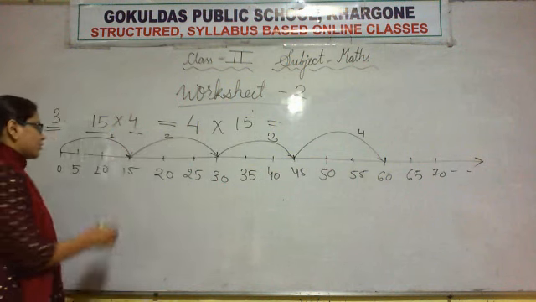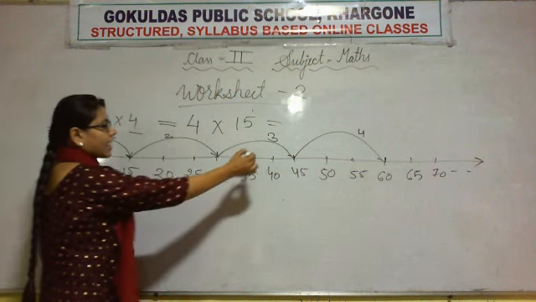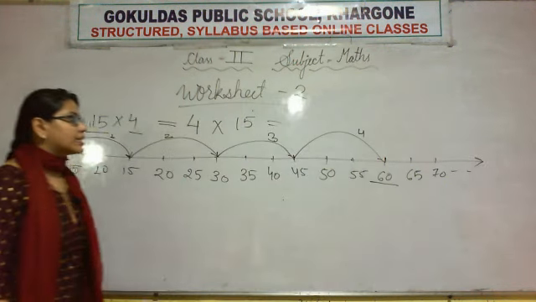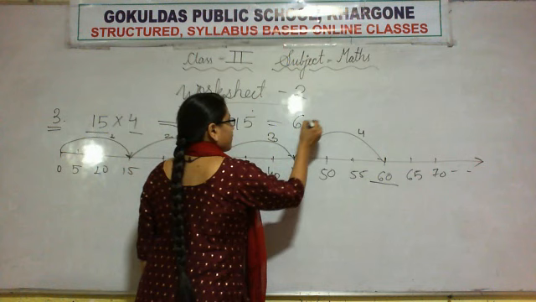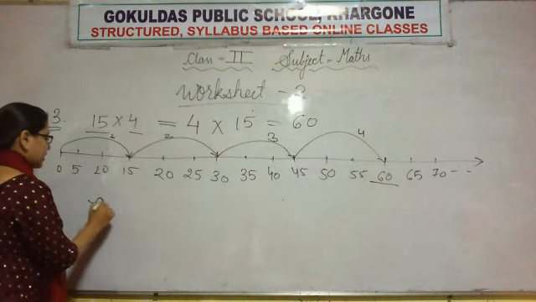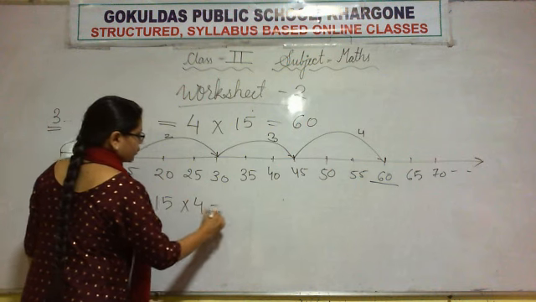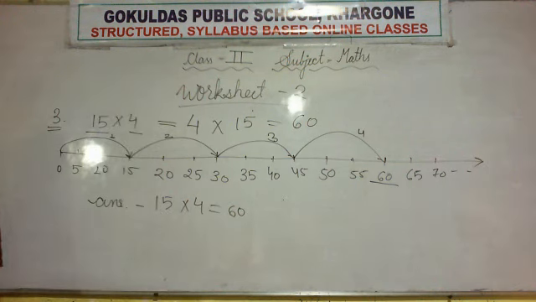So we skipped number 15 for 4 times. For the first time, for the second time, and so on, we reach 60. It means 60 is our answer. So we can say that 15 into 4 is equal to 60.